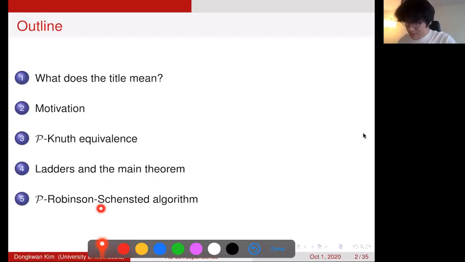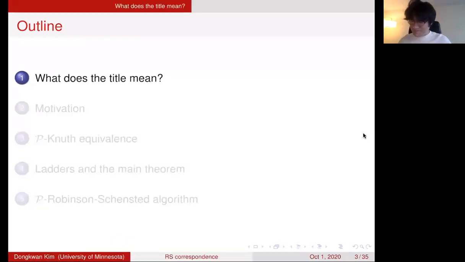And to prove the main theorem, our main tool, which is equally important as the statement of the main theorem, is the Robinson-Schensted algorithm for the P version. We will discuss this in detail, but if I have time, or I can just skip it if it is too complicated, but we'll see. So let's start.